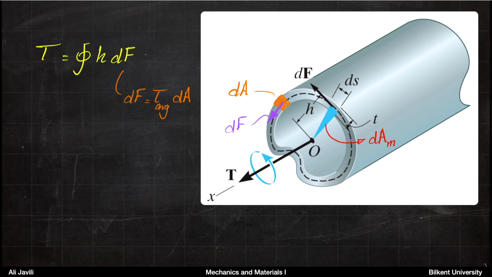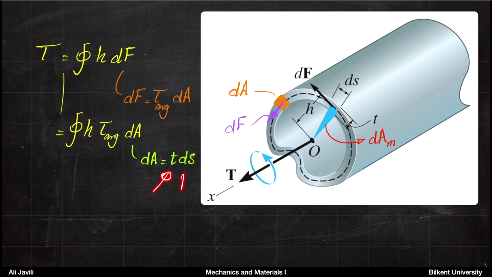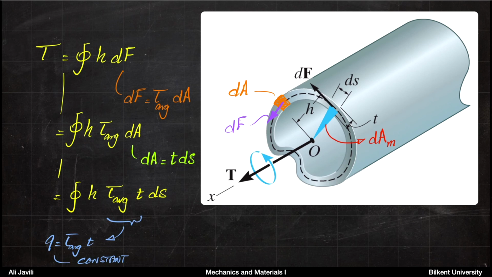Now dF itself is tau average times dA, because tau average is dF divided by dA. And if you replace that, you see that torque is the integral of h tau average dA, and then instead of dA you can write t ds, t being the thickness and ds being the incremental arc length. So you replace that and your torque is the integral of h tau average t ds.